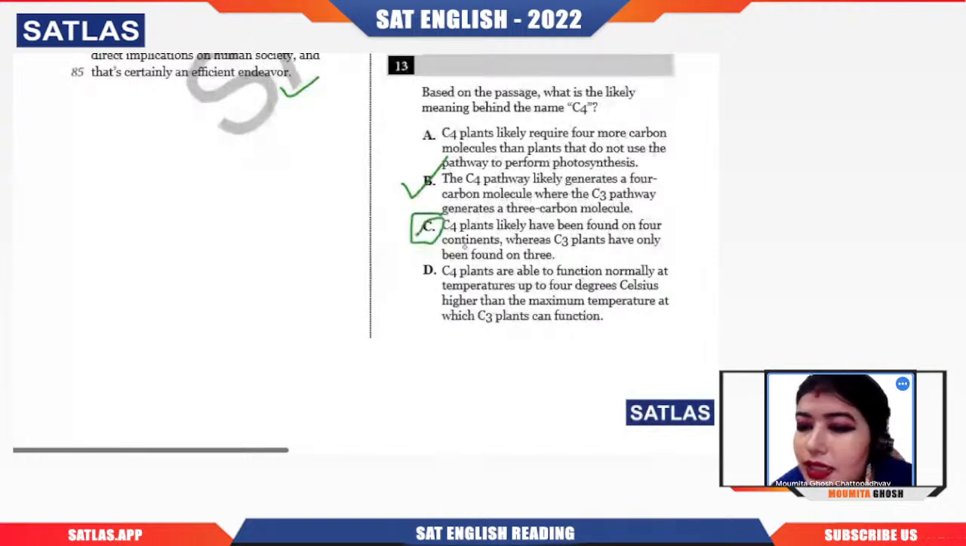C4 plants likely have been found on four continents, and C3 plants only on three continents. This option is totally baseless. So the correct answer is B, that the C4 pathway generates a four carbon molecule, whereas the C3 pathway only has a three carbon molecule. It's very easy.